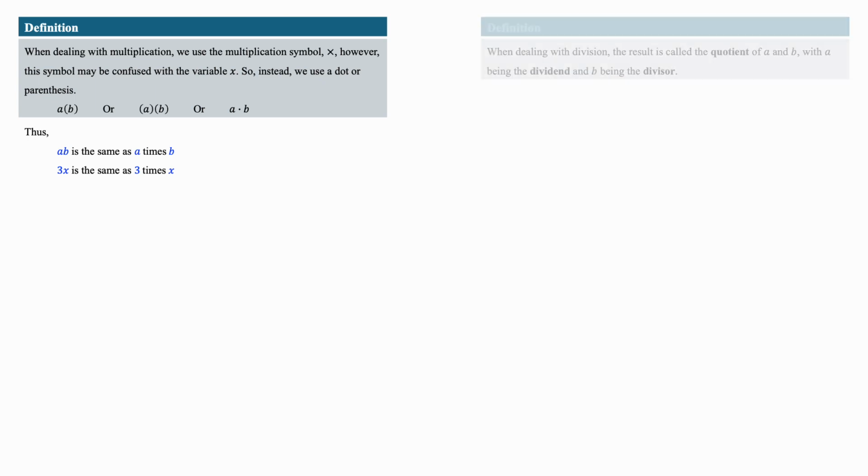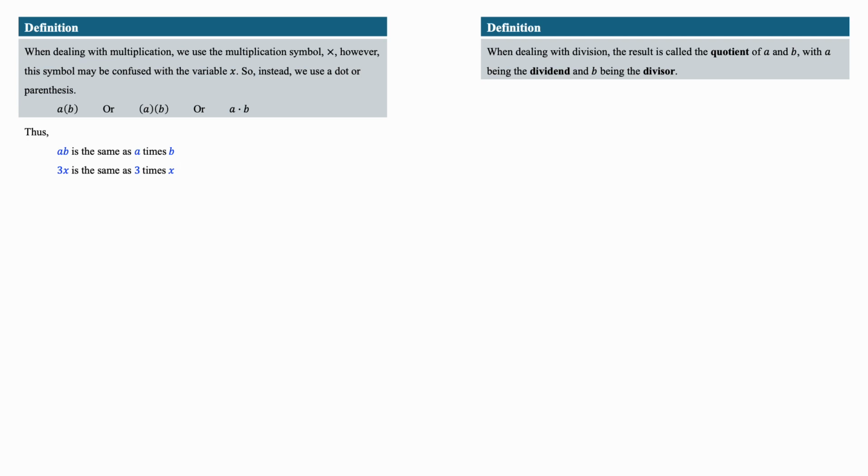3(x) is the same as 3 times x. The next definition: when dealing with division, the result is called the quotient of a and b, with a being the dividend and b as the divisor. So we indicate this division by either a division symbol or a fraction bar. So we have a divided by b with the division symbol, or a over b with the fraction bar.